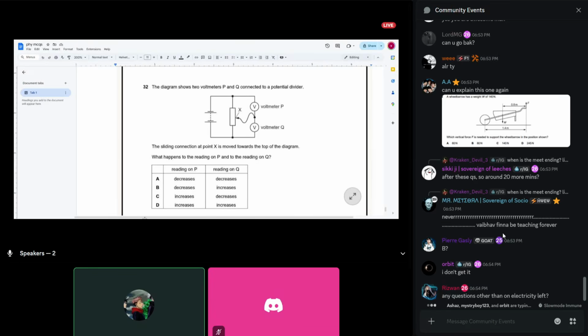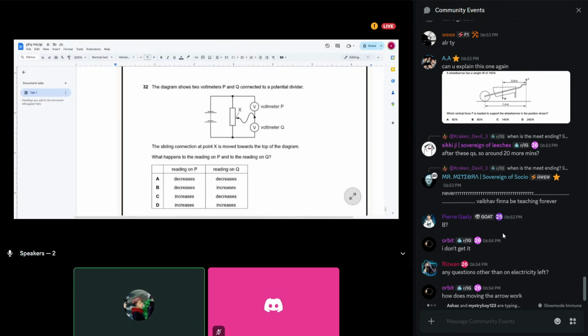There are questions that are not about electricity, but yeah, there are still more electricity questions. The other two that Orbit sent out were theory, so I will not be going through those.